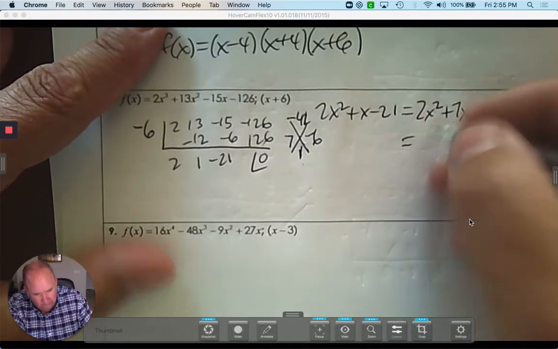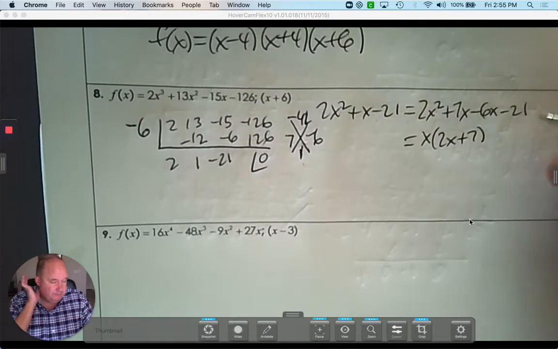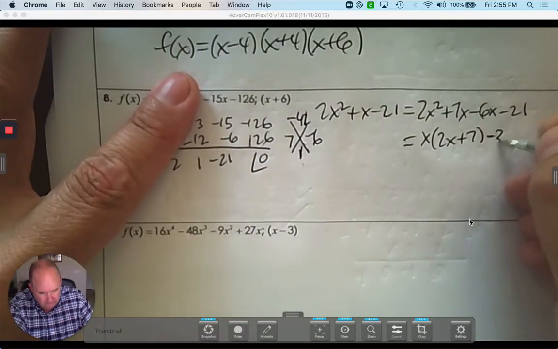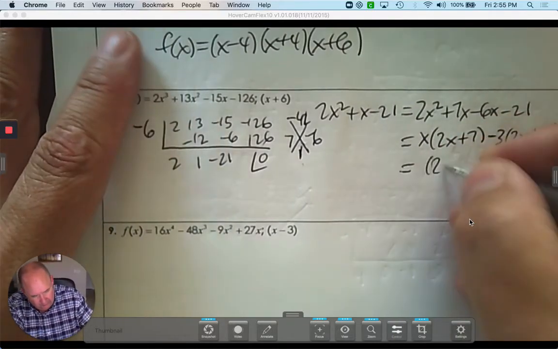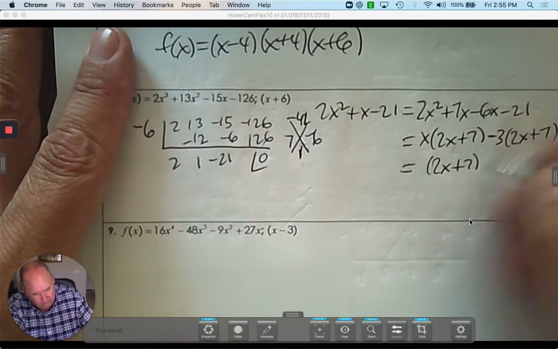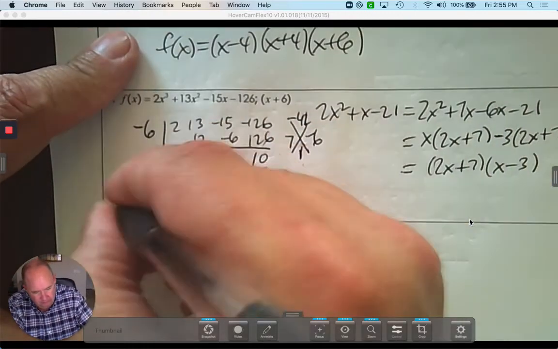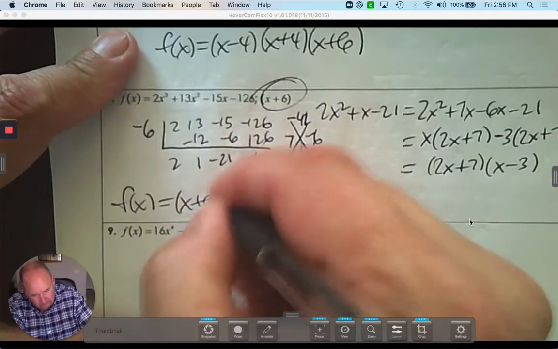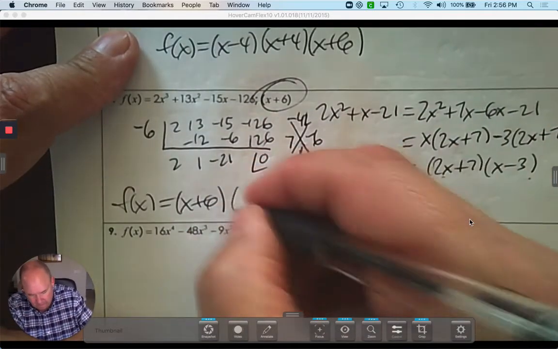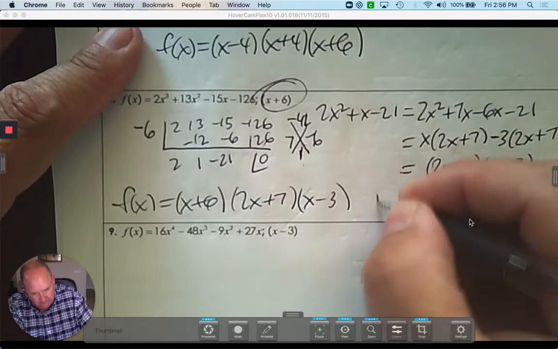So the first two terms, you factor out an x, and you're left with 2x plus 7. Factor out a -3, and you have 2x plus 7. Put it together. So you have one common factor, 2x plus 7, and what's left over? X subtract 3. Put it all together now. So the one you started with, you were given x plus 6, and then the two that you found, 2x plus 7 and x minus 3. Done.